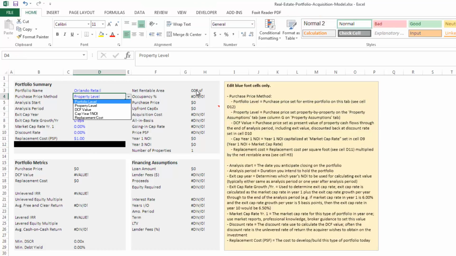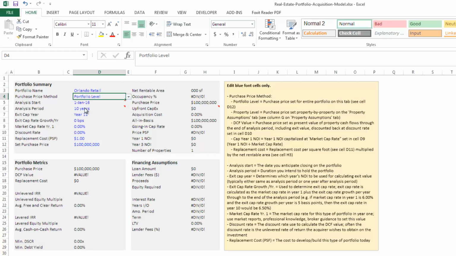It's a drop-down menu here, and we have a portfolio level, a property level, a DCF value, a cap year 1 NOI, and a replacement cost. Go ahead and read through here the type of purchase price method. I'm going to choose the property level, which is essentially I'm going to set a purchase price for each property, and then that will sum the 4 properties up, and that will get us a portfolio level price. But you can also set, for instance, portfolio level. That will open these cells, and you can just drop one large number for the entire portfolio.